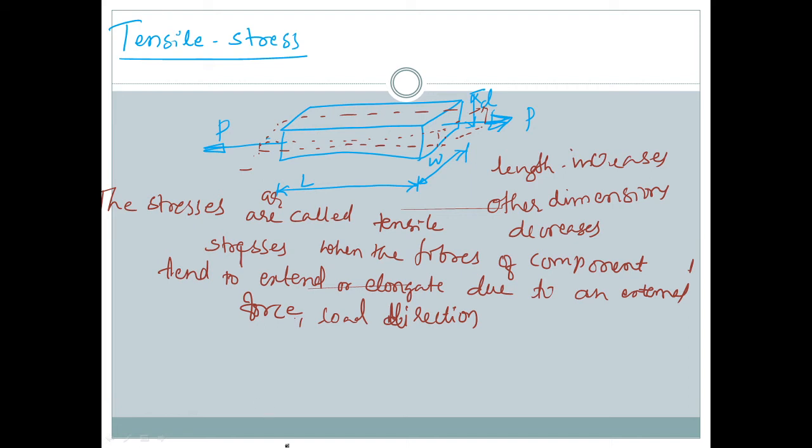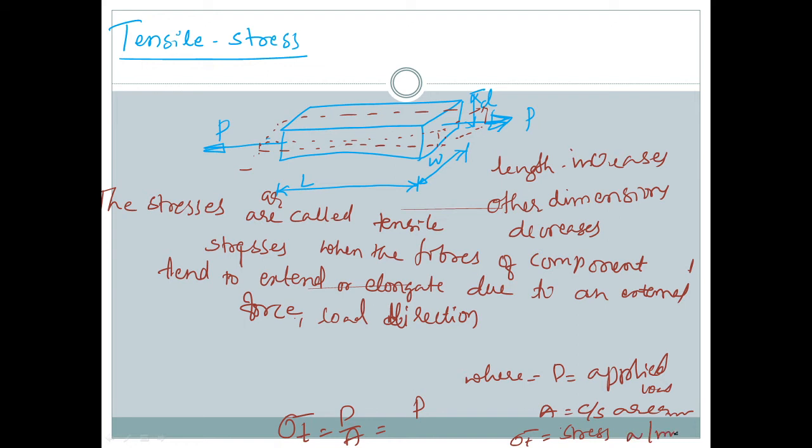The notation for tensile stress is sigma T equal to P by A, where P is the applied load, A is the cross-sectional area, and sigma T is the stress. The unit is Newton per mm square, area is in mm square, and load is P. This is the definition of tensile stress.